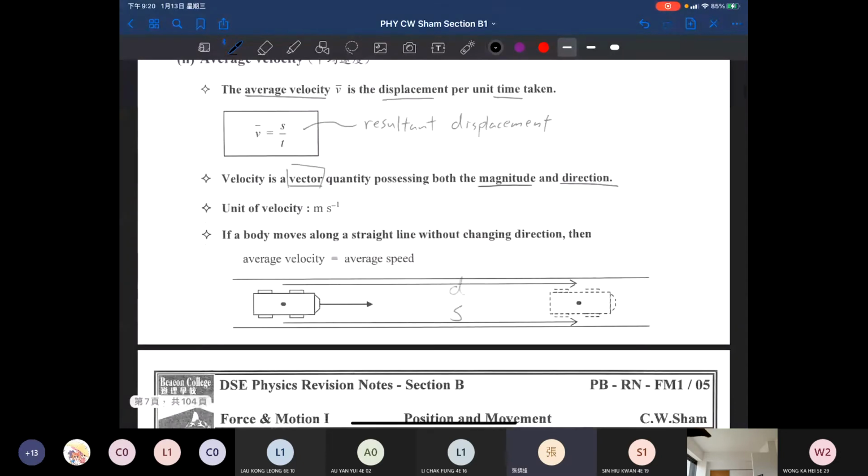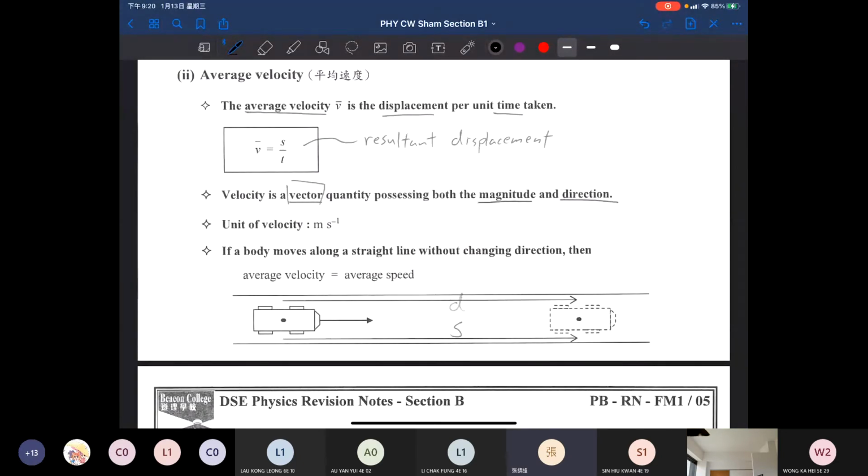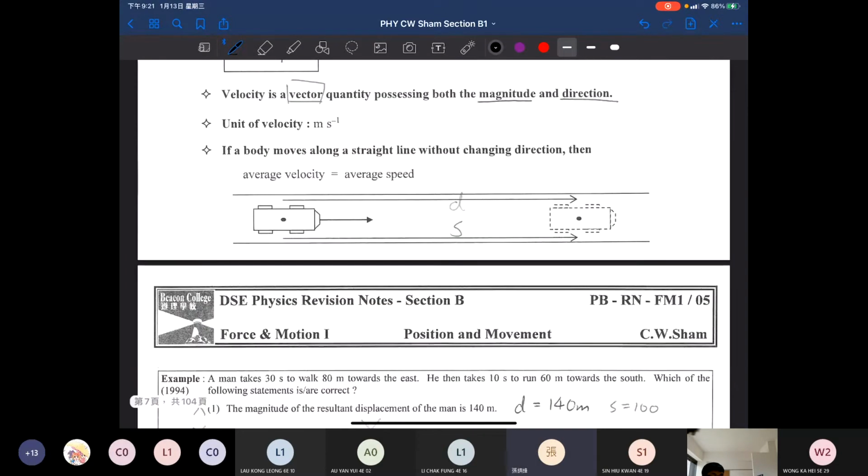Now, velocity. The average velocity is the displacement per unit of time taken. You can also say the velocity is the rate of change of displacement. Because displacement is a vector quantity, the velocity is also a vector quantity with direction. If it is moving on a straight line without changing direction, then the average velocity is equal to the average speed. So, not something important.